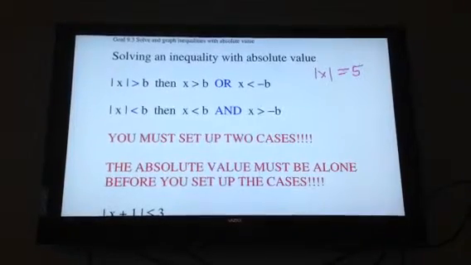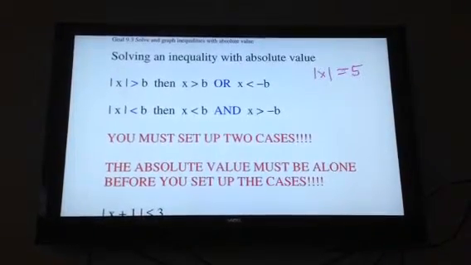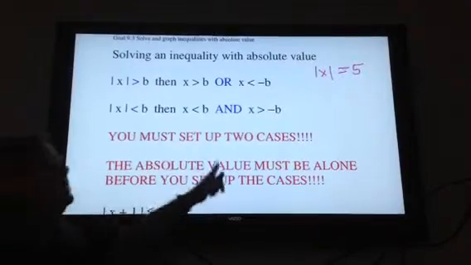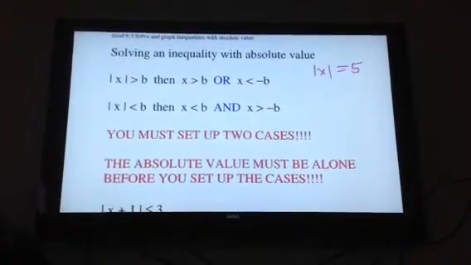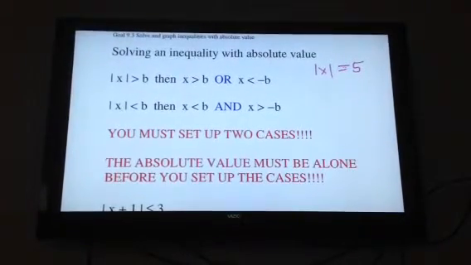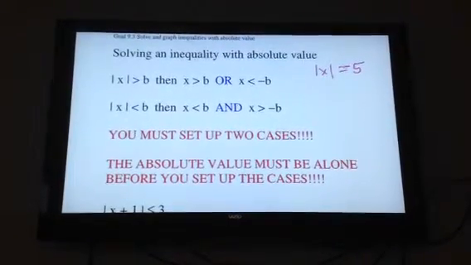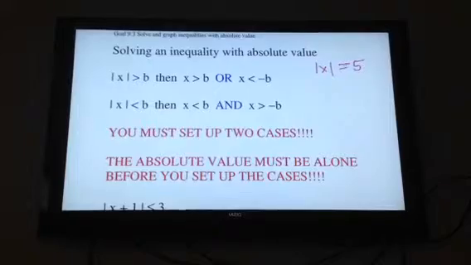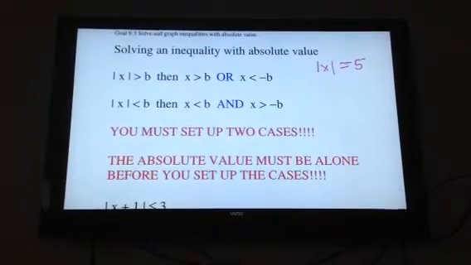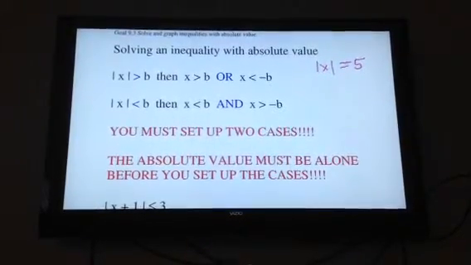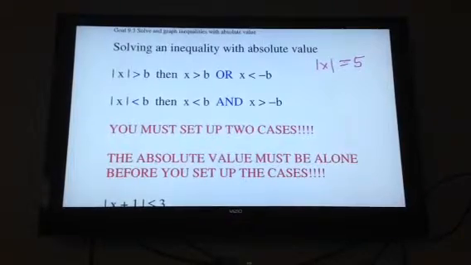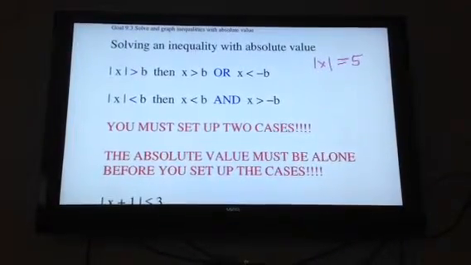The other really, really, really important thing is that the absolute value must be alone before you can set up your cases. And if you don't do that, I won't even grade half of it. Like the second half, all wrong before I even look at the first half. Okay? You have to get the absolute value isolated before this works. Okay? So, here we go.